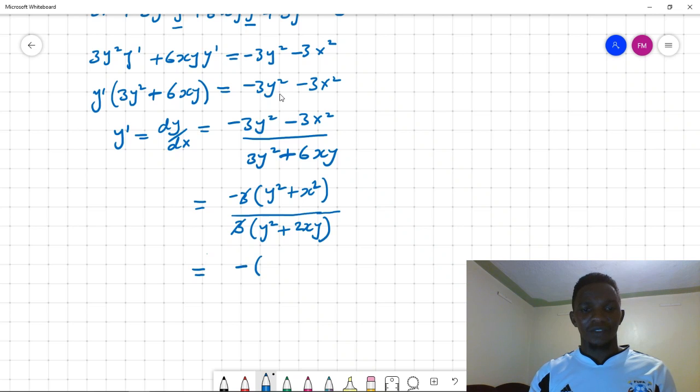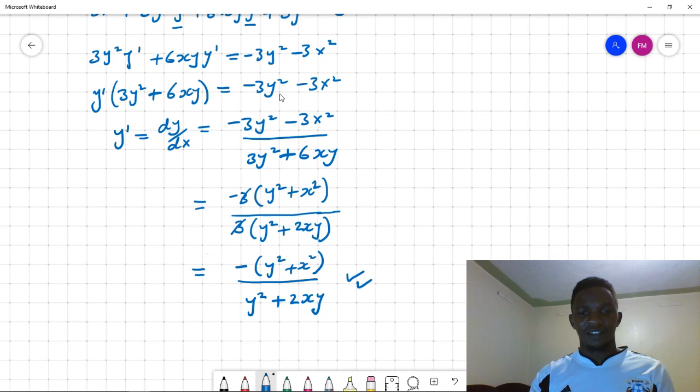And so our final answer is going to be given by minus y squared plus x squared all over y squared plus 2xy. That becomes our final answer.